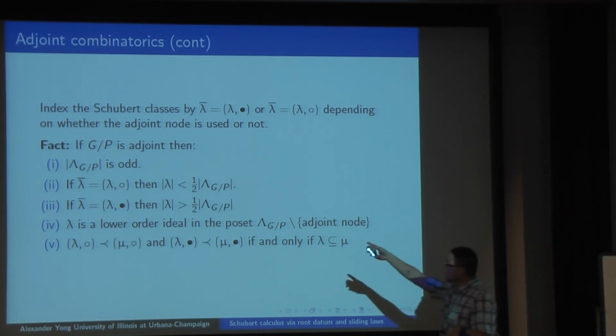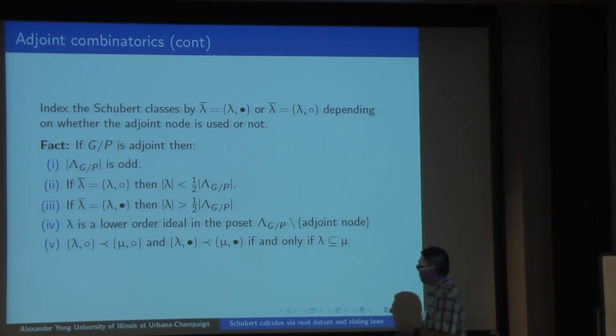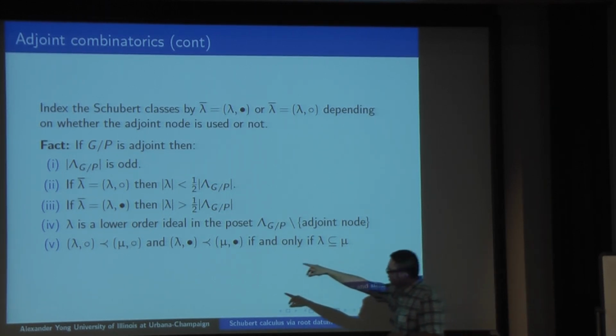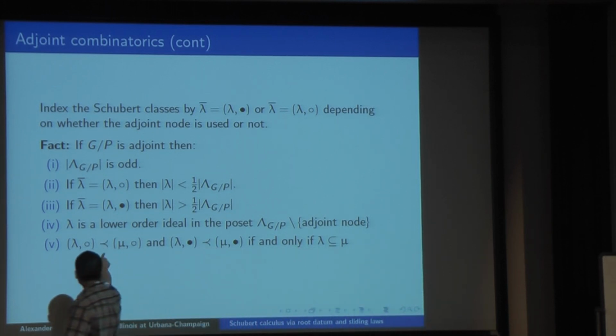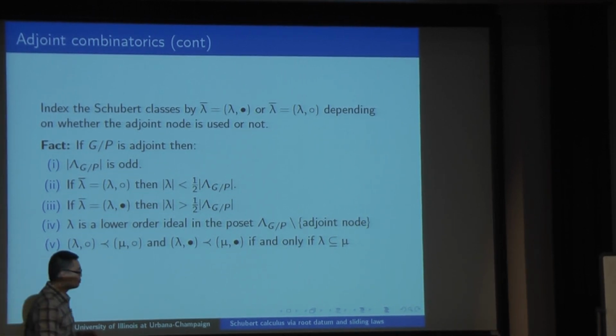that if the number of nodes is less than 1/2 the size, then the adjoint node is turned off, otherwise it's turned on, if it's greater than 1/2. And if you have a shape with an off adjoint node and an off adjoint node, then Bruhat order is containment of lambda and mu. But it can have some problems otherwise.